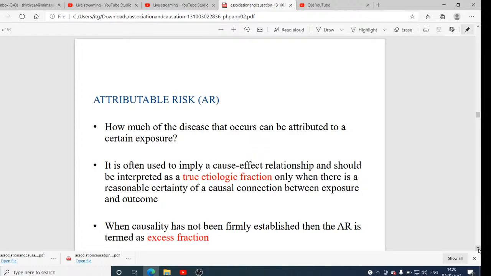Attributable risk shows how much of the disease that occurs can be attributed to a certain exposure. It is often used to imply the cause-effect relationship and should be interpreted as a true etiological function only when there is a reasonable certainty of causal connection between exposure and outcomes. When the causality has not been firmly established, then the attributable risk is termed as excess fraction.